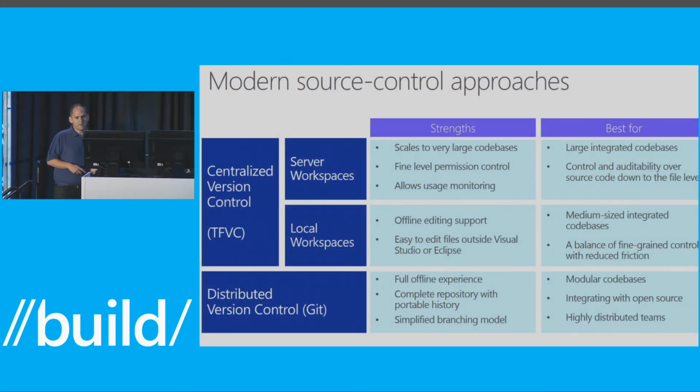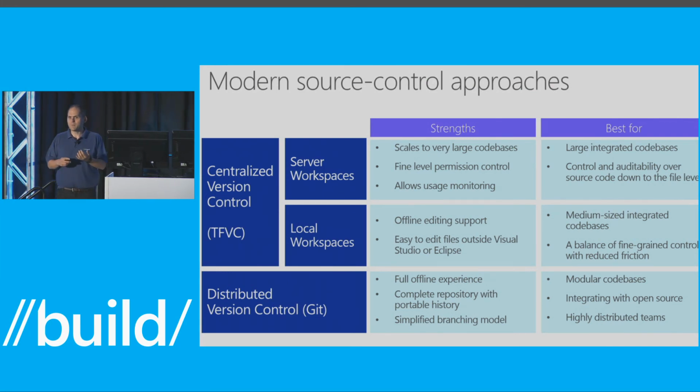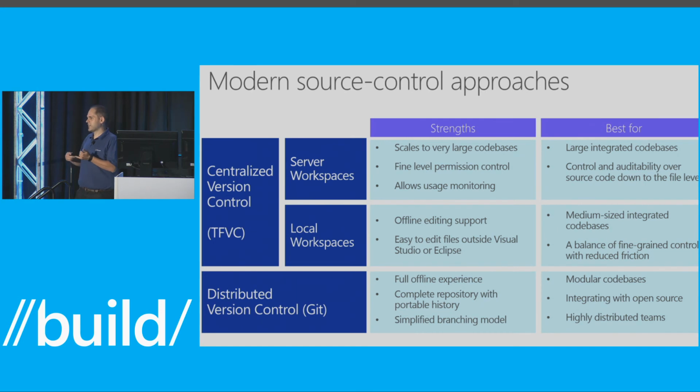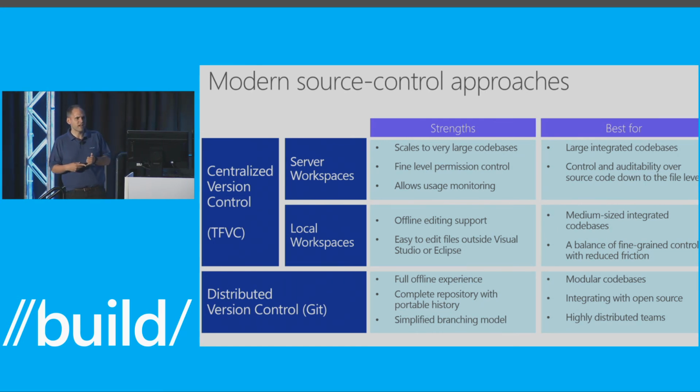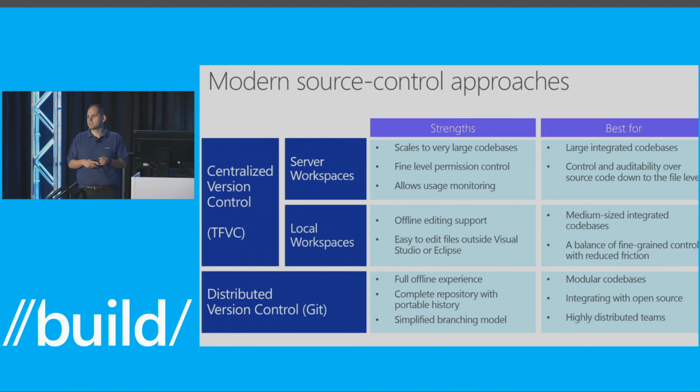OK, so source control. There are basically 3 types of source control system in the world. Check-in, check-out model, old school TFS is what you can think about it. Then there's a copy merge model, which is Subversion, or what you'd call a local workspace in newer Team Foundation Server, Team Foundation version control. And then distributed version control, so Mercurial, Git, Veracity, things like that.